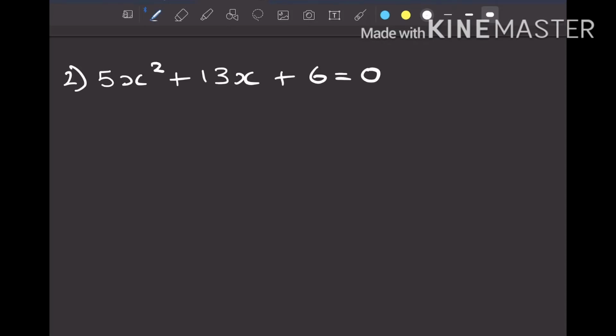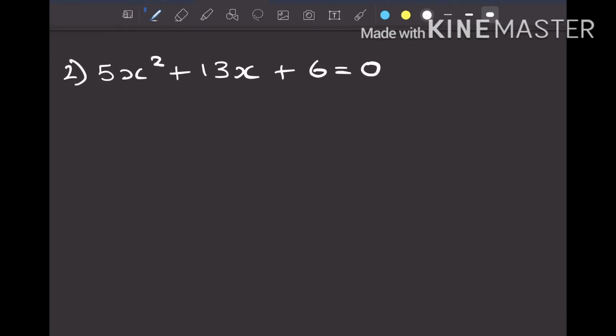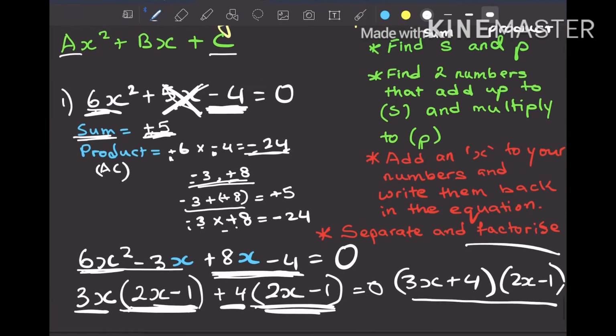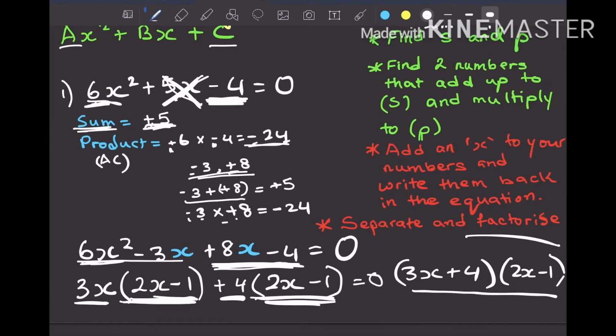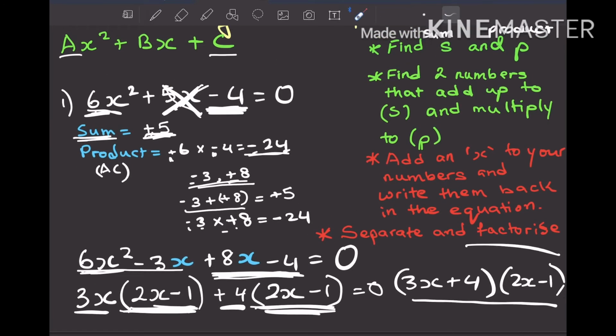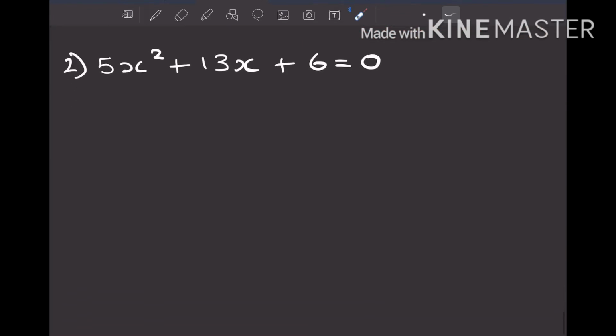Now, let's check our steps and let's go through this again so that you can understand better. So the first step says that we have to find the S and the P, so the sum and the product. As I said, the sum is always the middle number or the B number, and the product is always the A times the C. Yeah? So let's write it. As I said, let's just write a little sum and product under your equation so that it's easy for you to see it all together.